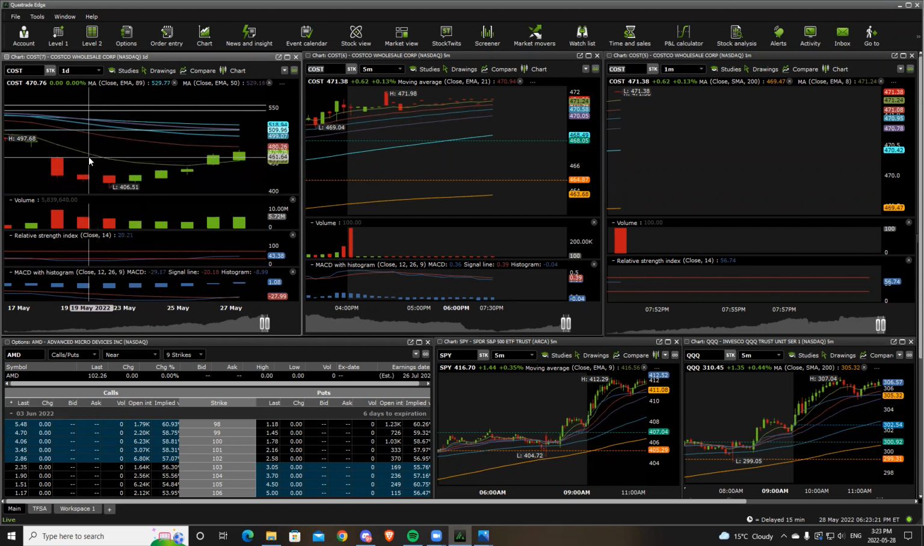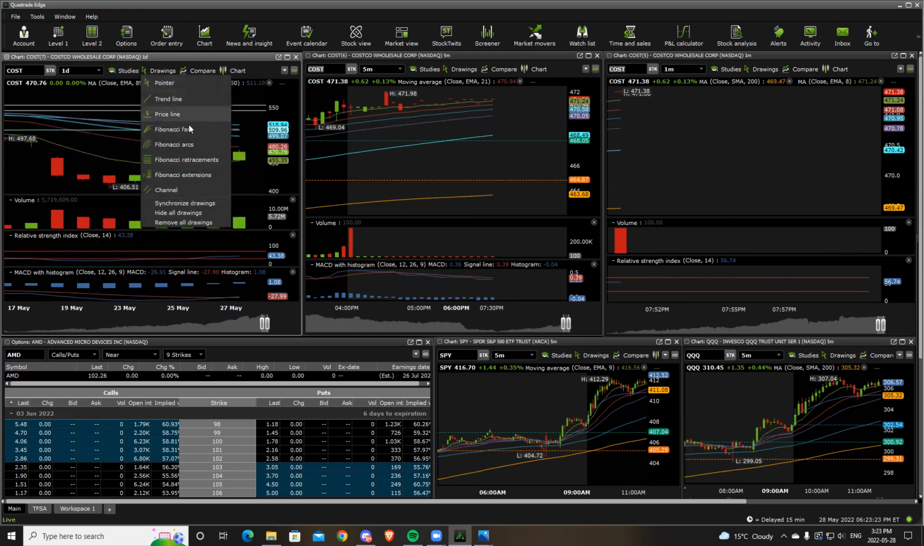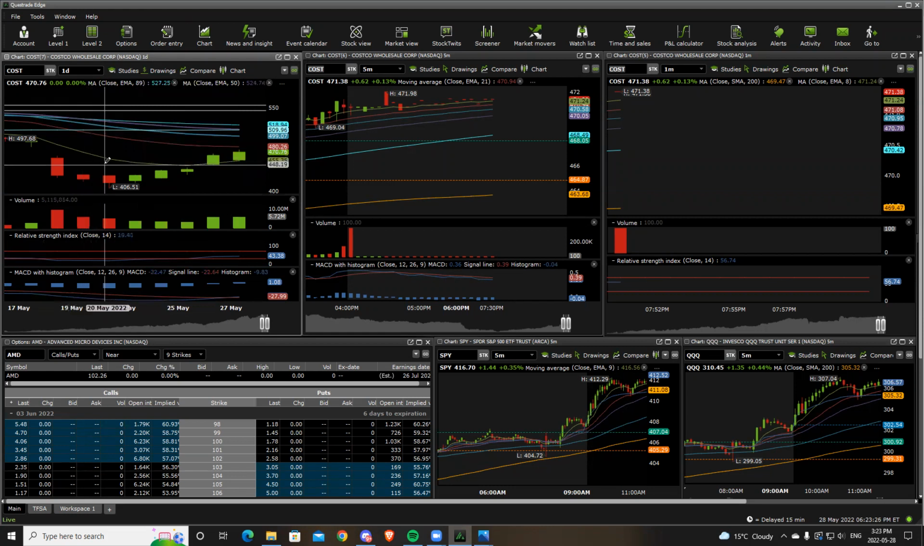I want to confirm it first. It's super far from the 8 EMA. If I draw a price line, you have what, 452 to 431. That's about 5% of the stock. That's a pretty big gap, so I'm pretty confident that the reversal strategy might work.